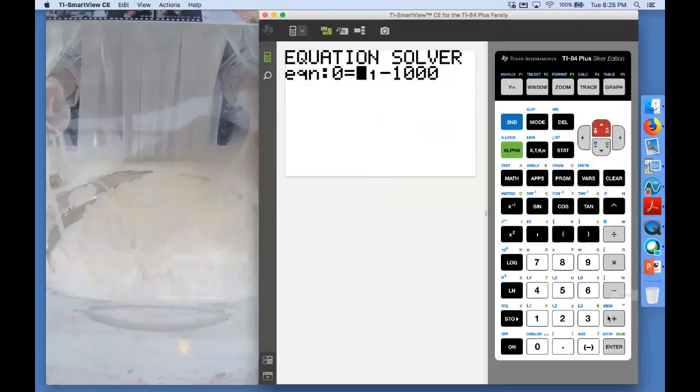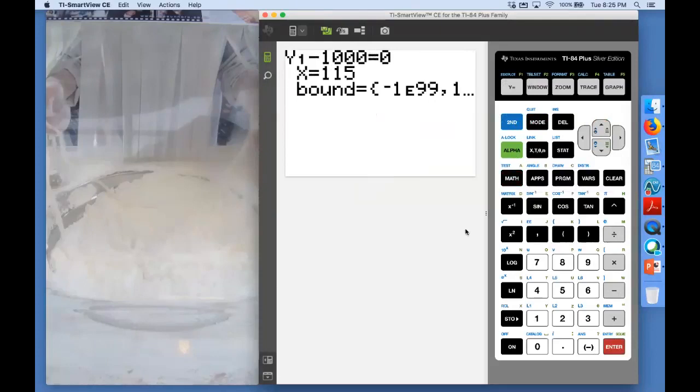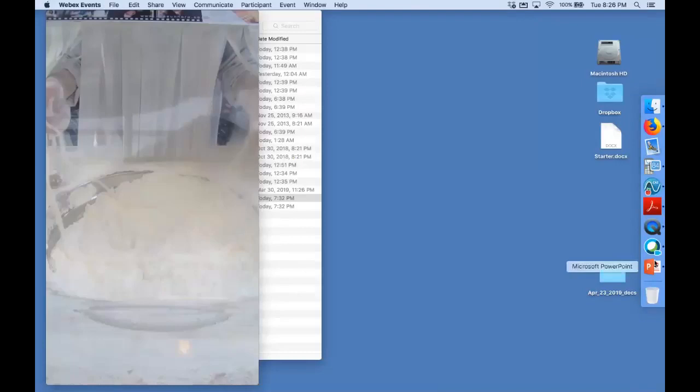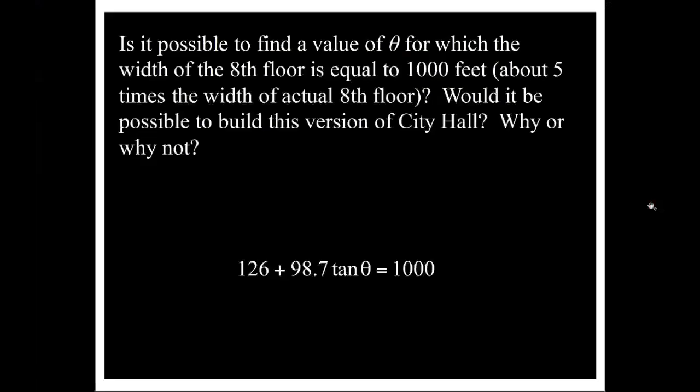By the way, just a reminder, when you use the solver, you always have to make sure that you press alpha enter, because 115 isn't the solution, that's just the last value of x. So the TI-84 is actually pretty good for solving this. You could use graphs, you could graph y equals 1,000, and look at the two graphs and find the intersection point, or you could use the solver as I just mentioned.